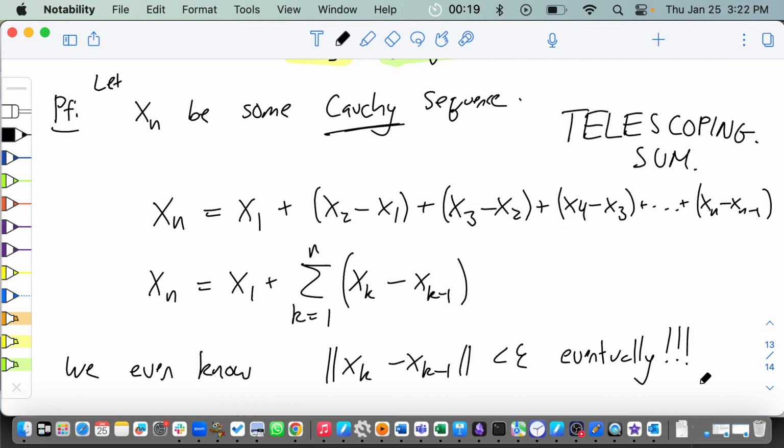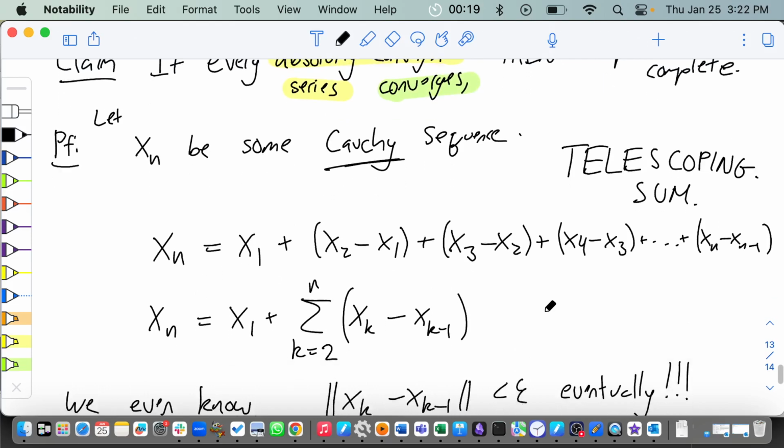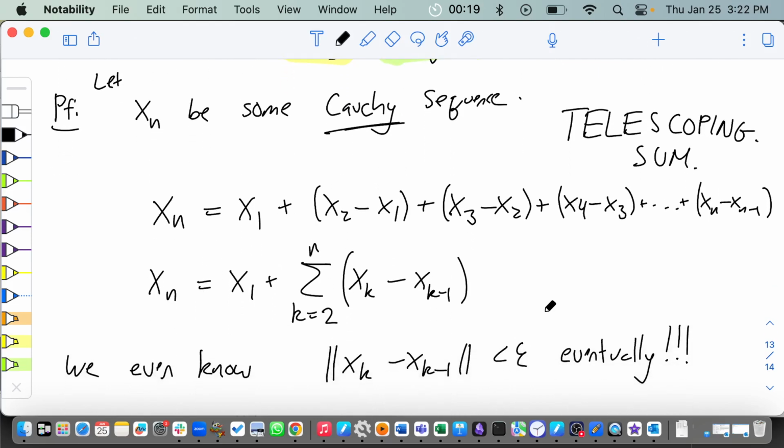Question, yeah? Would it have to be from k equals 2 in order to get an x_0? That's a great point. I probably screwed that up. Let me see. Yes, I believe you. It is starting at 2. Okay, so these terms are getting small, like they're less than epsilon eventually. So we got good news. We got a couple things going for us. We got this telescoping sum.